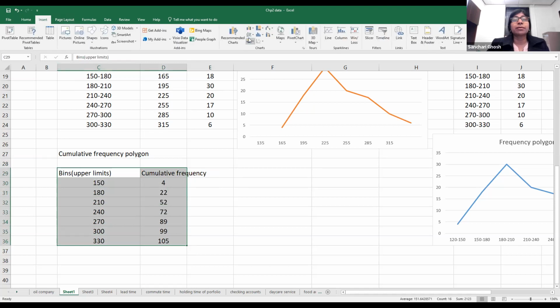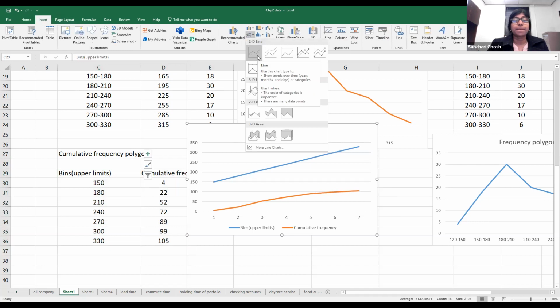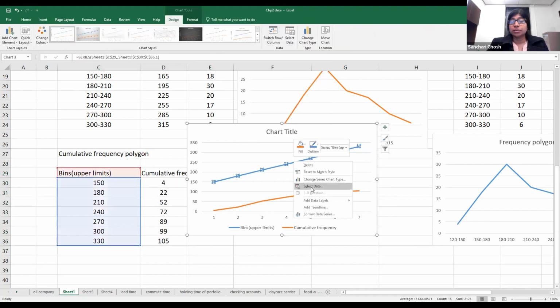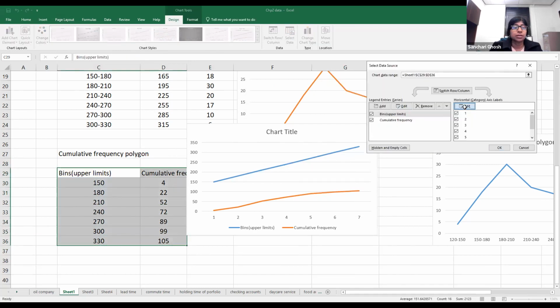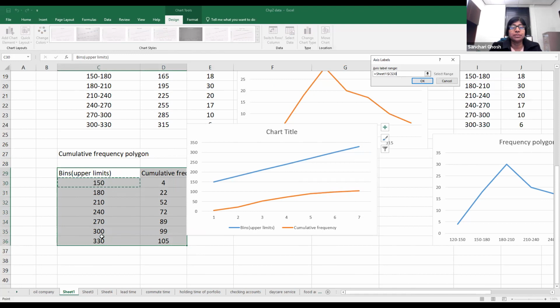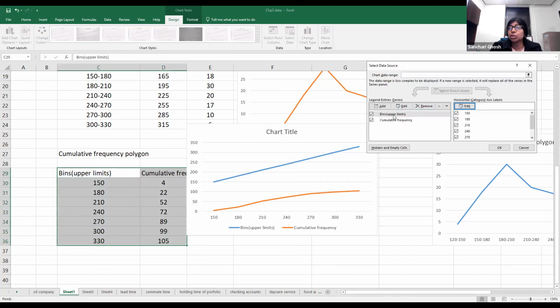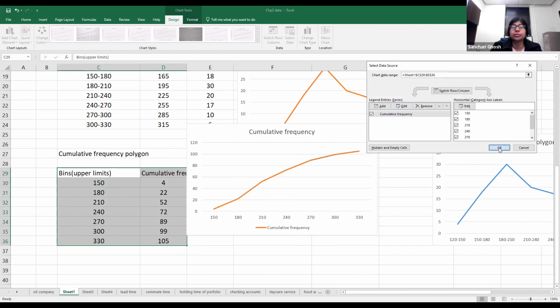In a simple graph, line graph. But still messed up. Anyways, right click, select data, edit. The horizontal axis should have the beans. That's what Excel always messes up. The vertical axis should not have the beans, so cross that out, remove it. It should have the cumulative frequency, and there you go.